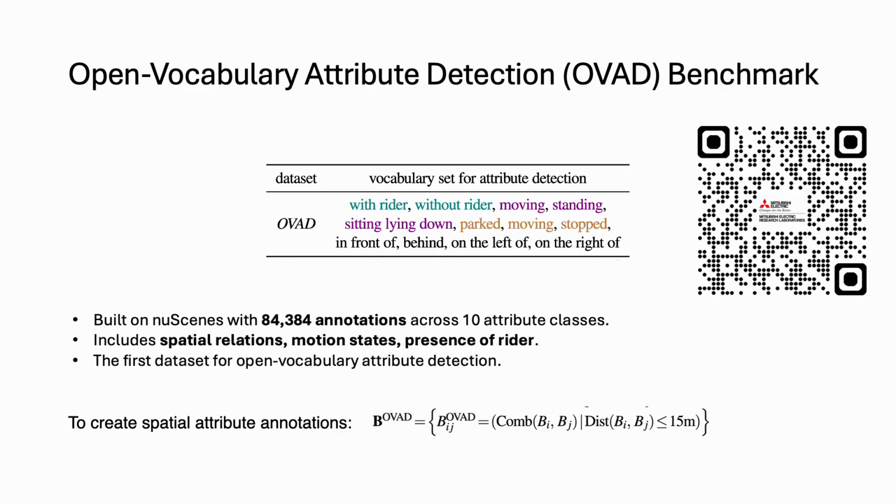Since no dataset exists for attribute detection, we create OVAD. It extends nuScenes with over 84,000 annotations across 10 attribute classes, covering motion states, spatial relations, and rider presence.